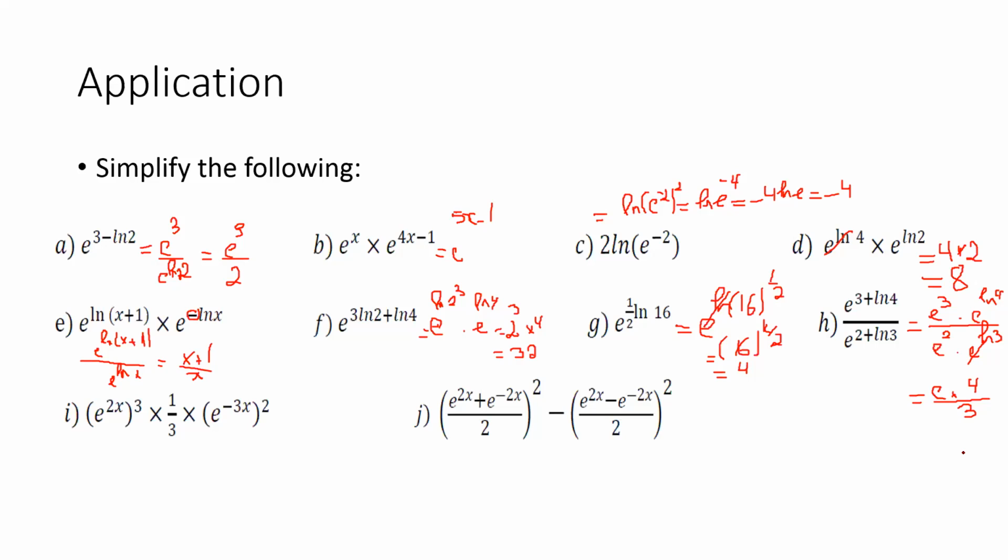استاذ فيك تعيد؟ هيدا e to the power a plus b, I can put it e to the a times e to the b. You understand the first step? Yes. Now e cube or e squared, we subtract the powers, the 3 minus 2, we get e to the power 1. E to the ln 4 is 4. E to the ln 3 is a 3.